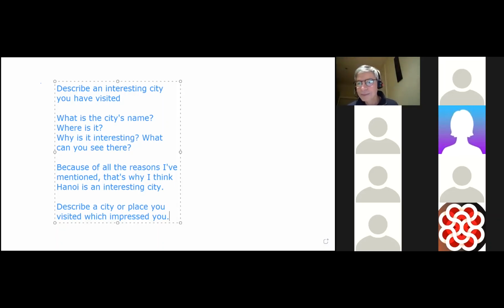Moreover, there is another city to be entertained in the evening, which is Hoi An. There are many buildings from hundreds of years ago. Hoi An was recognized by UNESCO as a World Cultural Heritage. Because of all the reasons I have mentioned, that's why I think Da Nang and Hoi An are interesting cities.